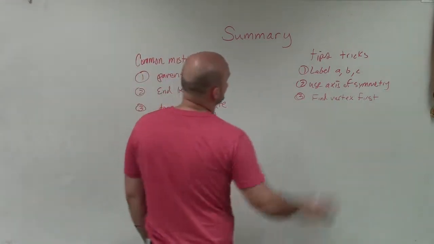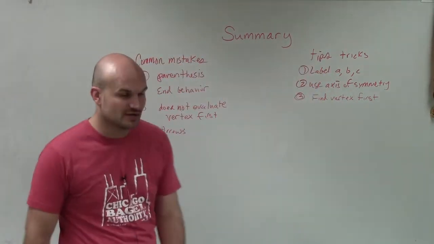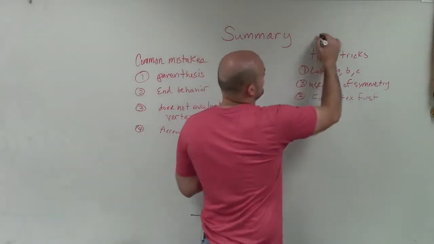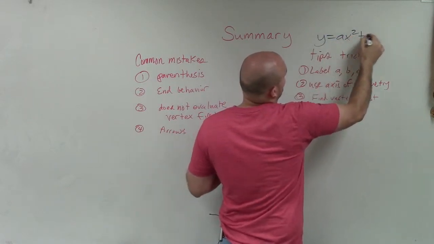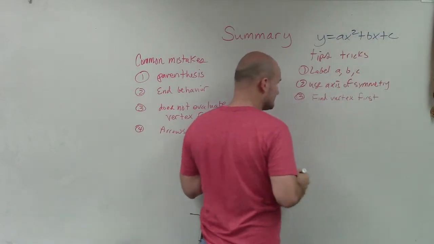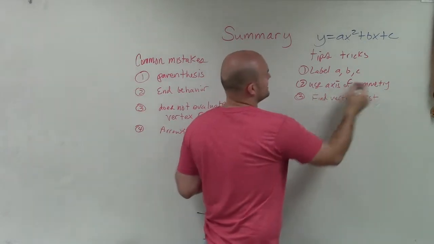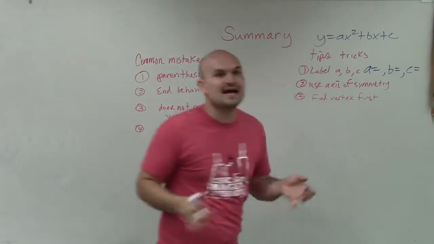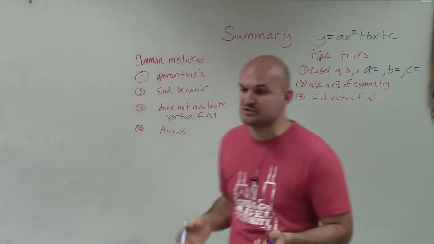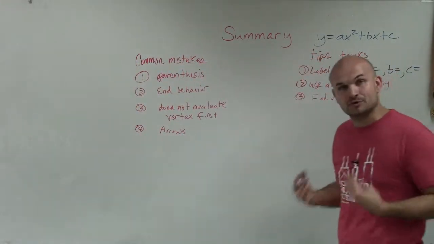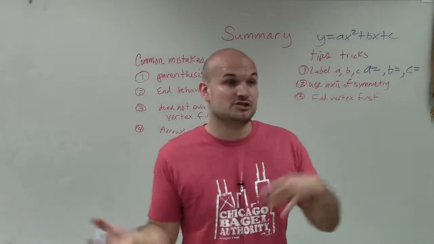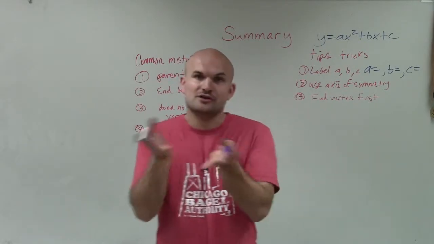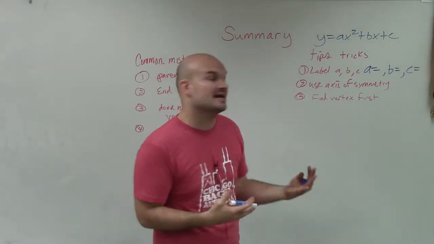But let's highlight some of these tips and tricks and get a little bit more in depth. The main thing, when I say label A, B, and C, remember we have a quadratic, y equals ax squared plus bx plus c. It's so important to have it in this format and to label A equals, B equals, and C equals. I can't even tell you how many common mistakes I see from students when they don't have A, B, and C labeled correctly. So label them. One, if you make a mistake, a teacher or anybody else can say, oh, this is what you did wrong. And it's very easy to see if you made a mistake at that point.